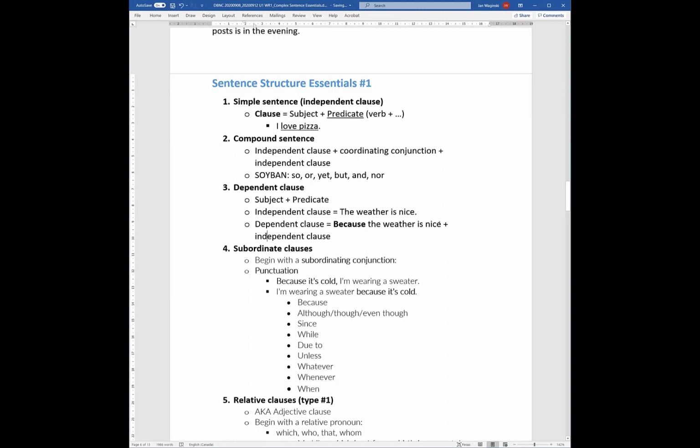Sir, in writing, does it look nice if we use because and these kinds of words at the beginning of the sentence? Okay, I'm really glad you said that. There are a lot of wacky English teachers out there that tell students not to start sentences with because. There is no such rule anywhere.